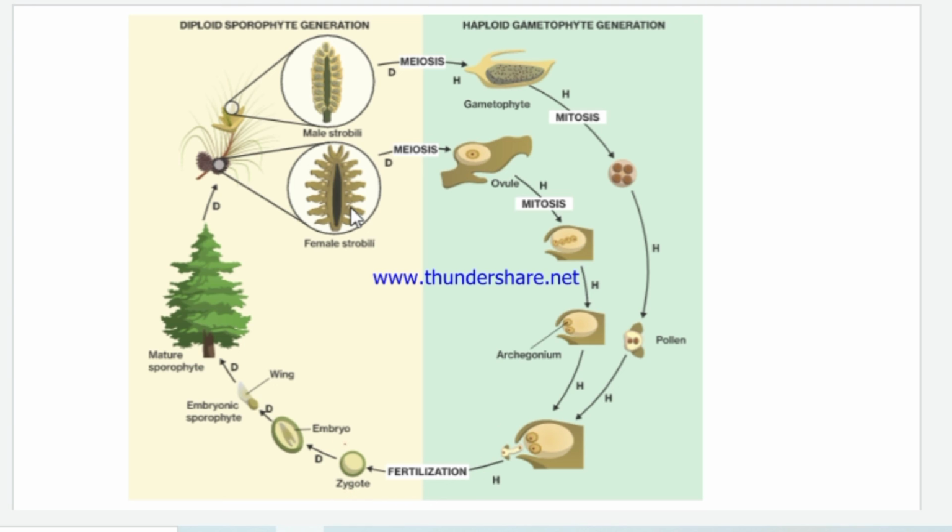Now, the zygote grows into an embryo, the embryo into an embryonic sporophyte or a young sporophyte, and then into the mature sporophyte. So, from the zygote up to the female strobilus represents the diploid stage of the sporophyte. And after meiosis, the pollen, the archegonium and the egg cell represent the haploid phase of the gametophyte.